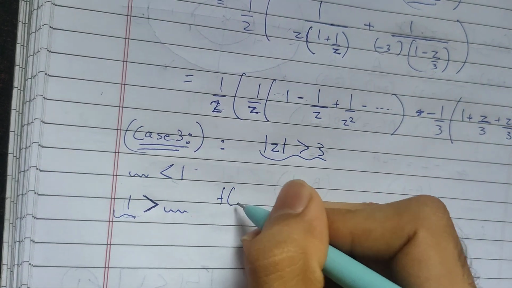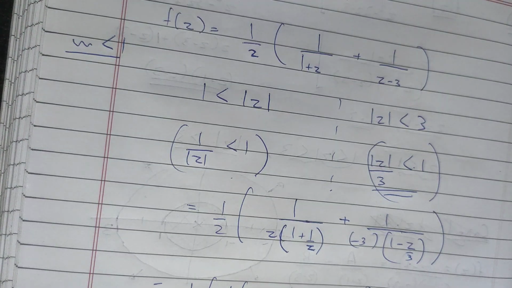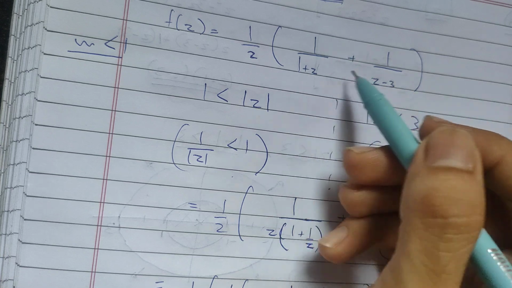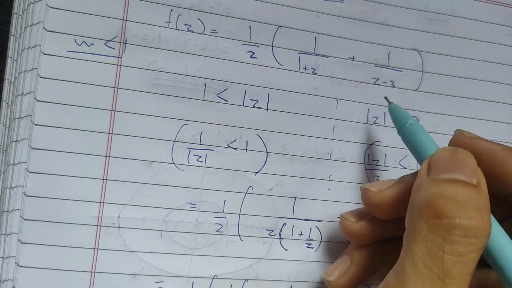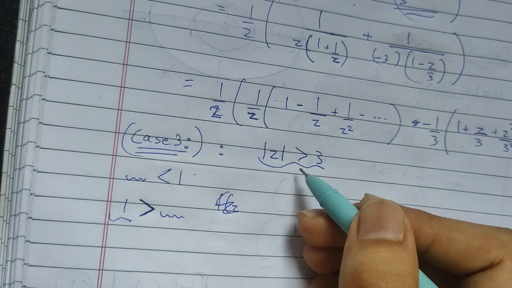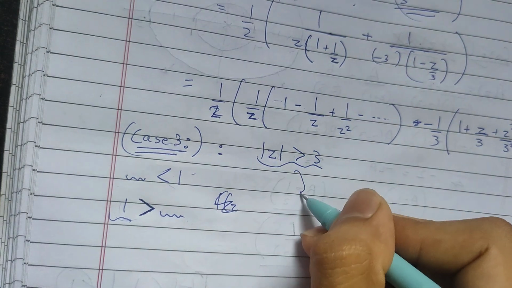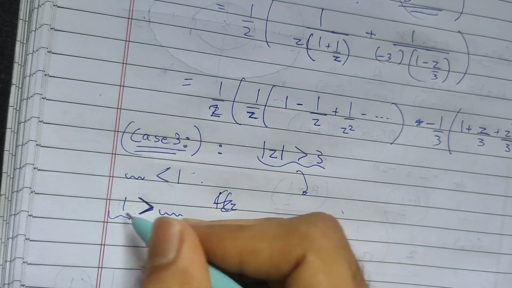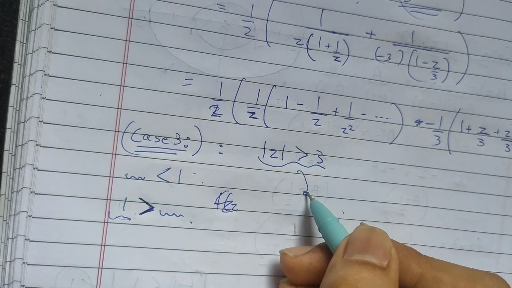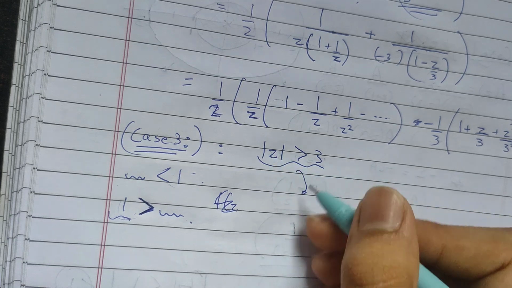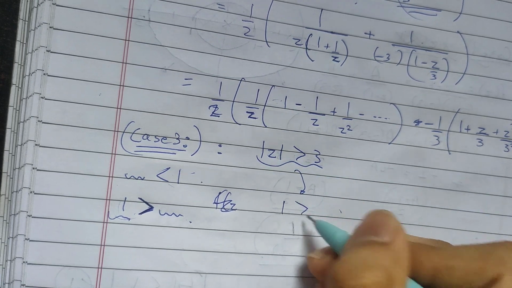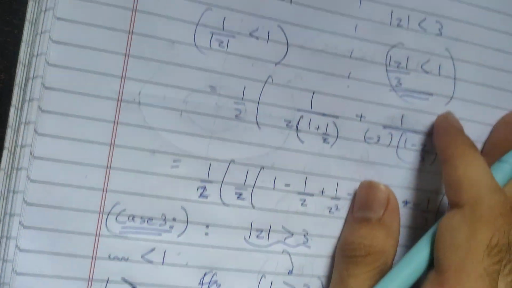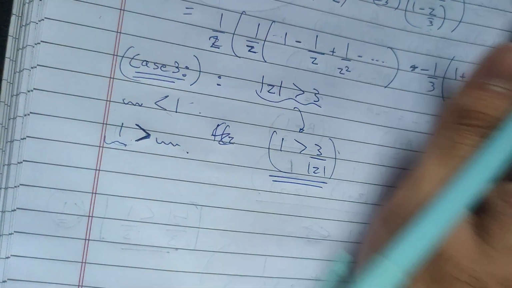Now, f of z. First, we don't need to rewrite that, it's right here. f of z is 1 by 2 into 1 upon 1 plus z plus 1 upon z minus 3. Now we have this condition here, and we need to first write it in one of these forms. Since we have a greater than sign, we need to write it as 1 is greater than something. We can divide both sides by mod of z, so we get 1 is greater than 3 by mod of z.